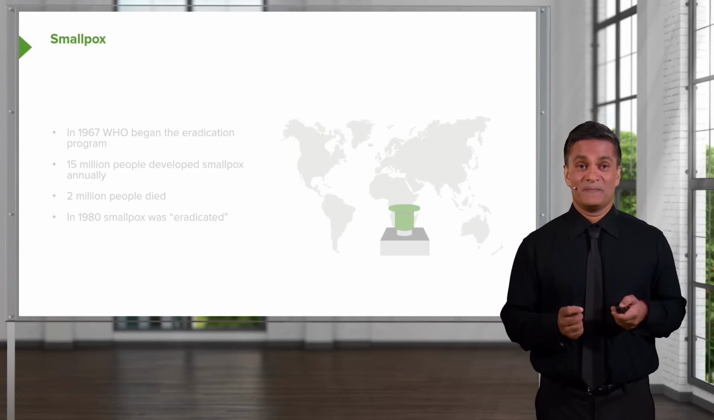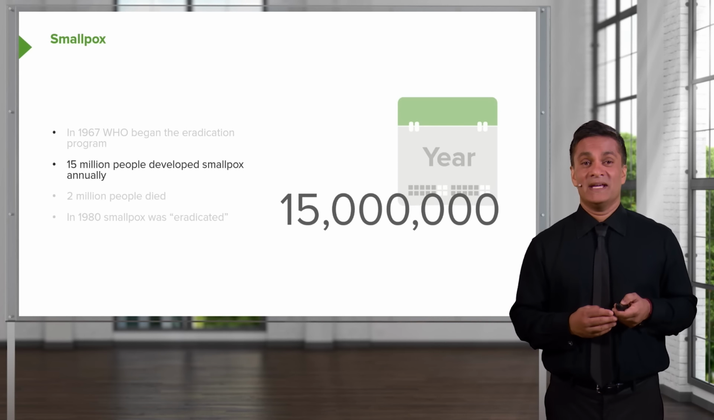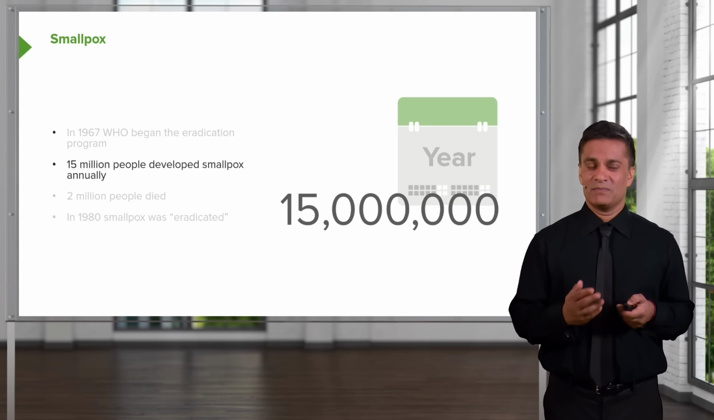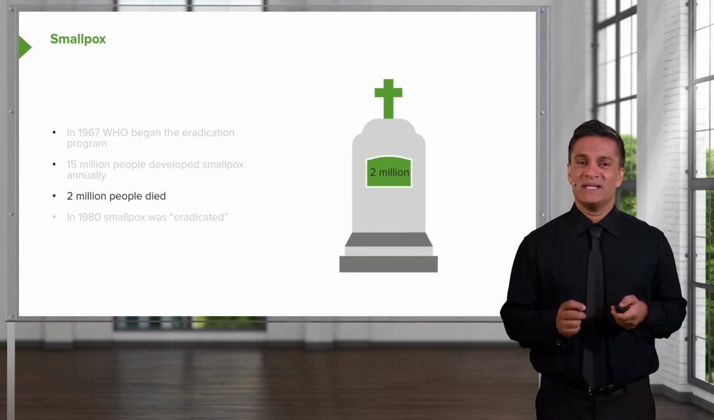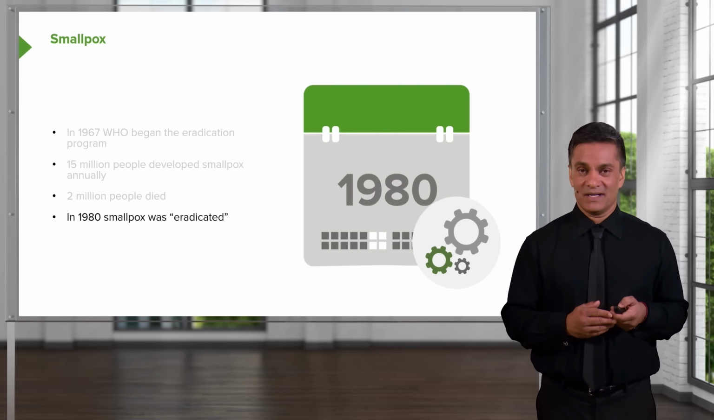A great triumph. So to review that timeline, in 1967, we began the eradication process, and back then 15 million people were developing smallpox every year, but 2 million died every year. And today, no one dies anymore from smallpox.